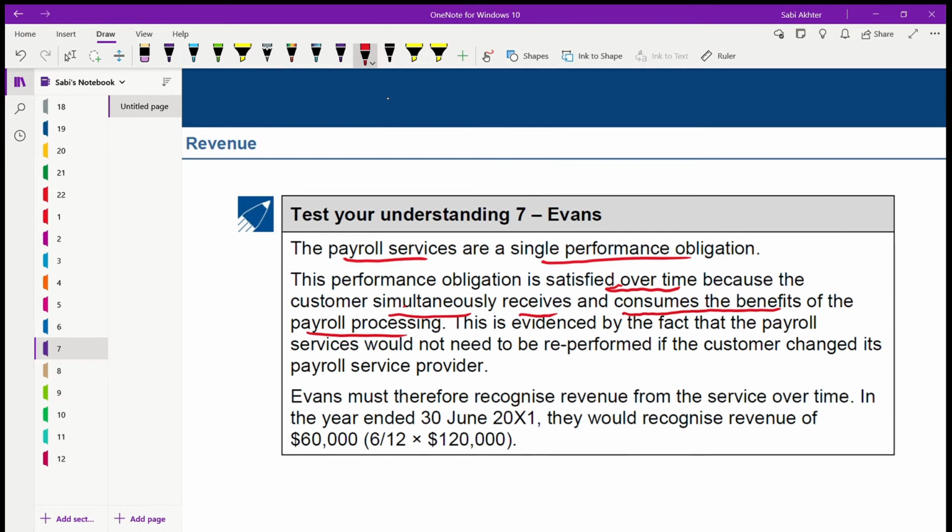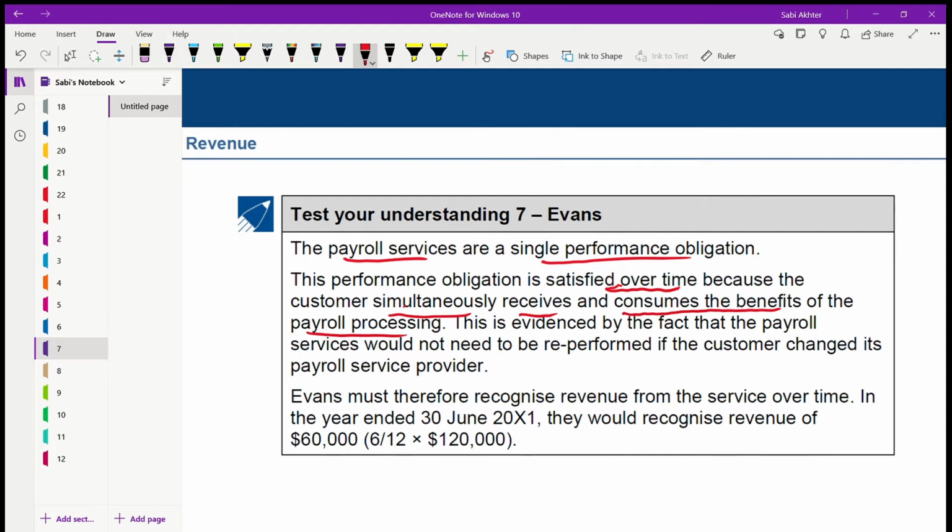Right? How do you understand it? That they will get the benefit because they do not have to reperform. If the customer changes payroll service provider, you can change your payroll service provider and it will keep on starting from where the previous one has stopped. So the entity must therefore recognize revenue from the service over time.